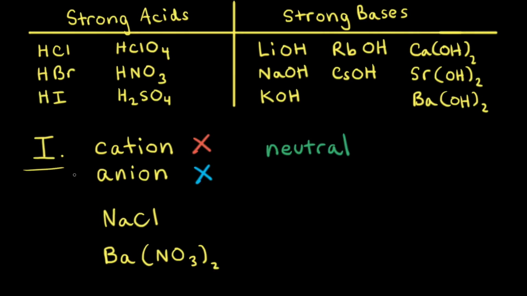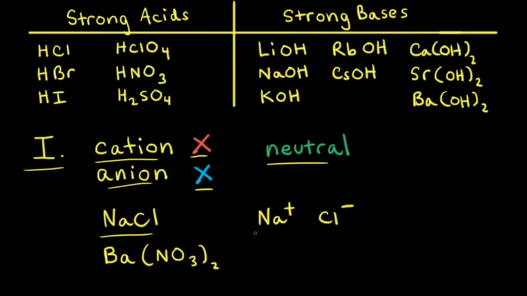The first combination is neither the cation nor the anion will react with water. And if that's the case, the resulting solution will be neutral. We've already talked about an aqueous solution of sodium chloride being a neutral solution. The way to approach this is to look at the chemical formula and say sodium chloride consists of a sodium cation and a chloride anion.